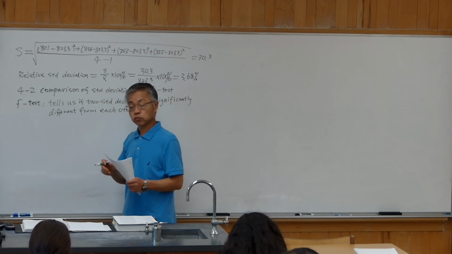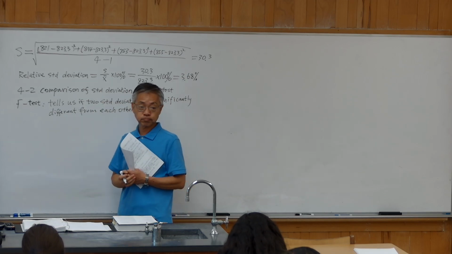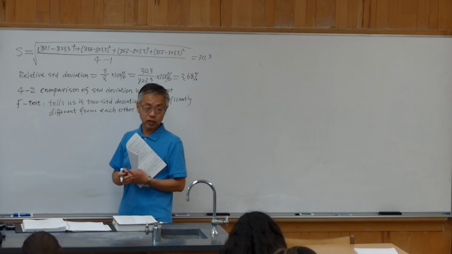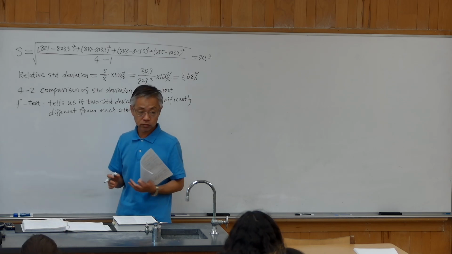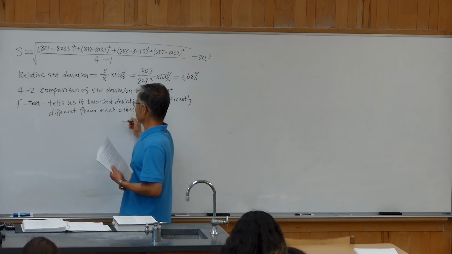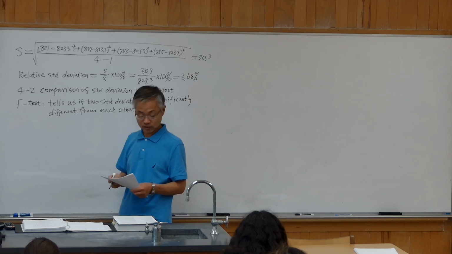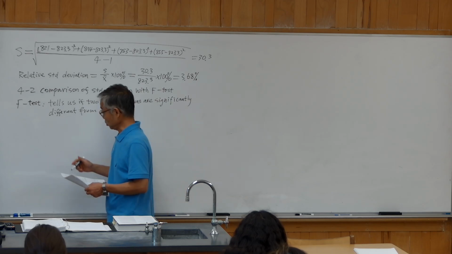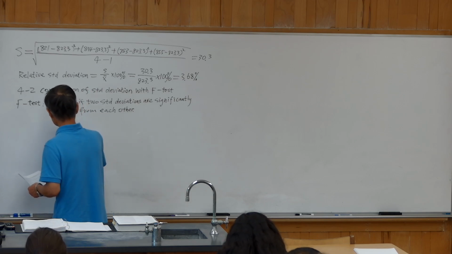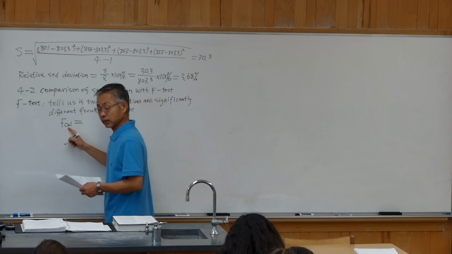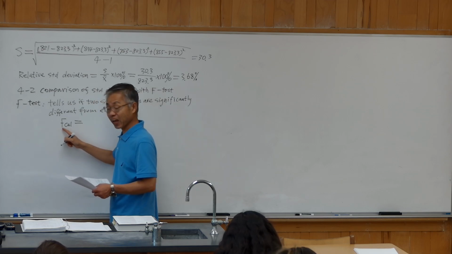Let's talk about if we have two sets of data. Each set of data will have its own standard deviation. If the two standard deviations from these two sets of data are significantly different, okay, we use the F test. So the F test gives you the F value. That means calculate the F value.